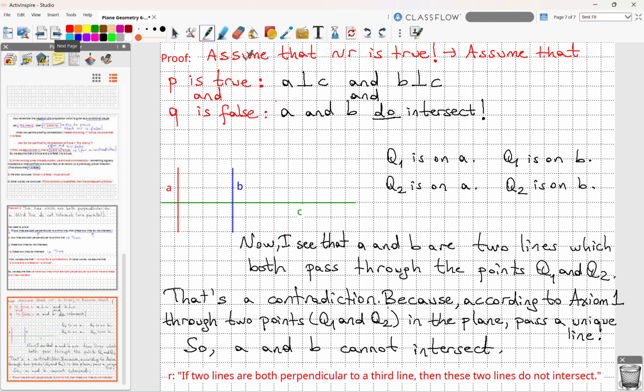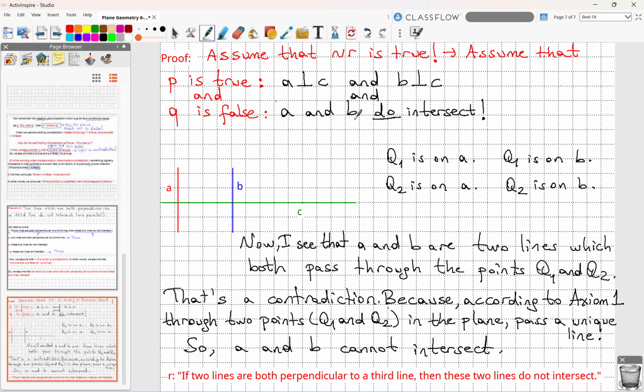Okay, here is our proof. Assume that negation of R is true, which means assume that P is true and we have two lines that are both perpendicular to a third line. Let's say that those two lines are A and B and they are both perpendicular to a third line, C. And we also assume that Q is false, or negation of Q is true, which means that these two lines A and B do intersect. They are two intersecting lines.